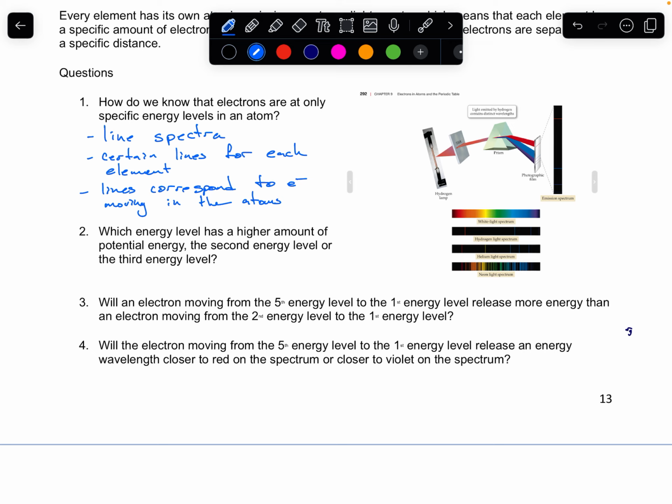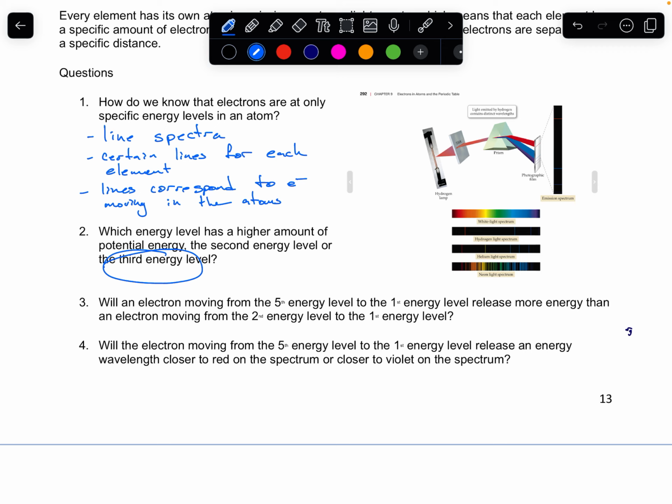Which energy level has a higher amount of potential energy, the second level or the third energy level? Well, we said the further away from the nucleus you are, the higher the energy is going to be. So it always goes 1, 2, 3, with 1 being closest, so the third energy level is going to be the highest energy.